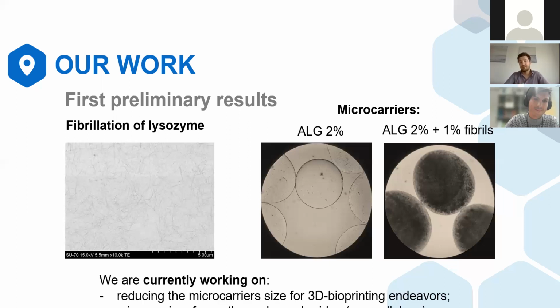We are working on reducing the size for 3D bioprinting endeavors. As you saw in the video Professor João showed, and in some of the schemes I showed here, the nozzle is quite narrow. And so if we have very big microcarriers, it will clog and it will jeopardize all the process. But also we are working on getting microcarriers from other polysaccharides, for example, from cellulose fibrils, and some other things like that.